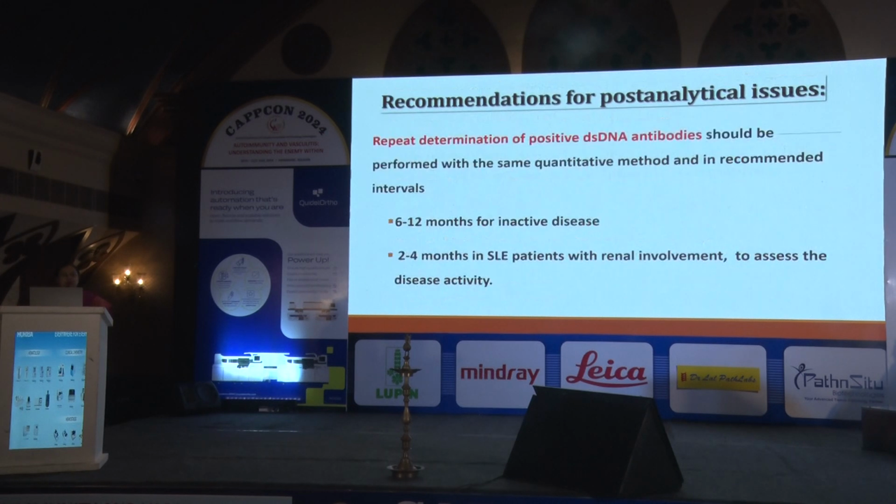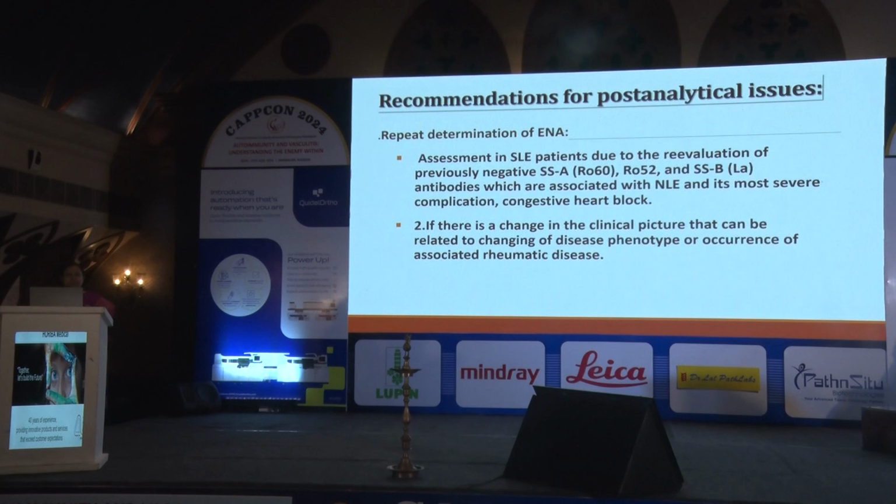Repeat determination of positive dsDNA can be done when there is an inactive disease, at 6 to 12 months, or, as in lupus nephritis, at 2 to 4 months, to assess the disease activity. So that is when dsDNA is repeatedly determined.